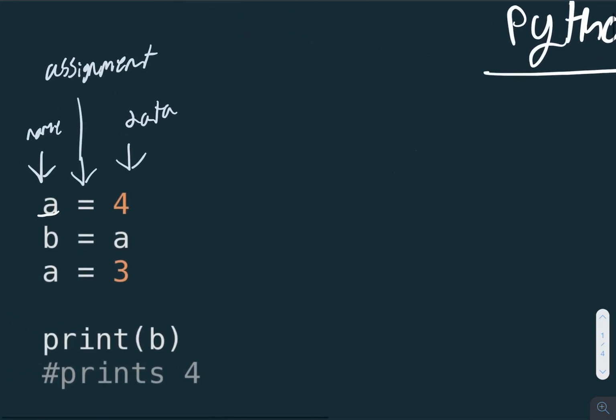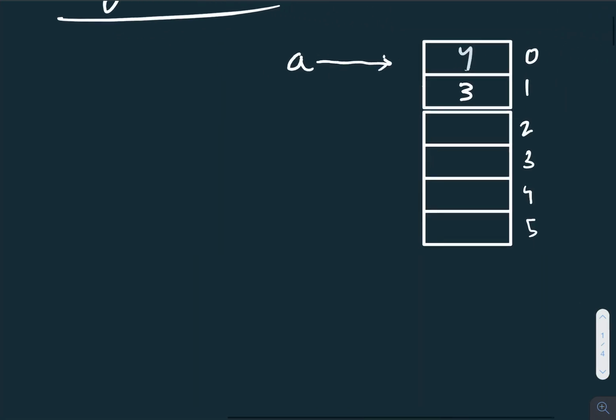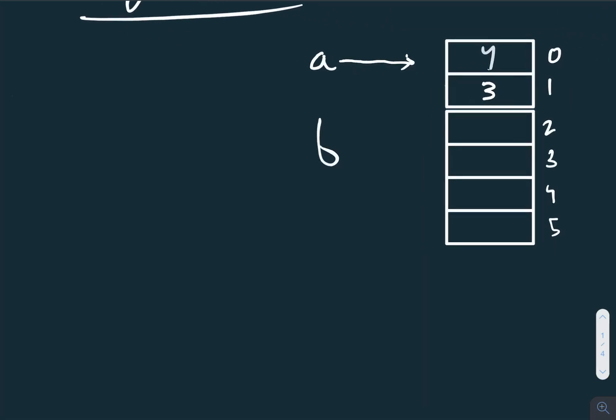But also, come over here, let's say we have b equals a. We assign b a. What does that mean? Is b now pointing towards a? Well, actually, no. What this really means is that we're just assigning them the same memory location. So now b is also pointing at this 4.